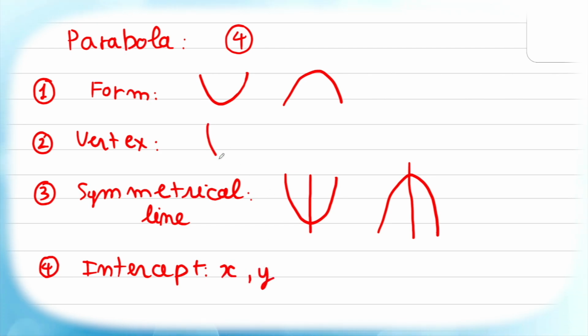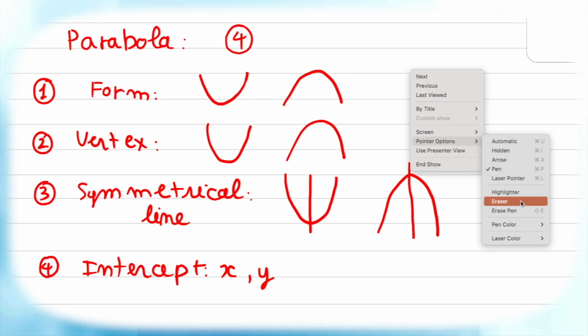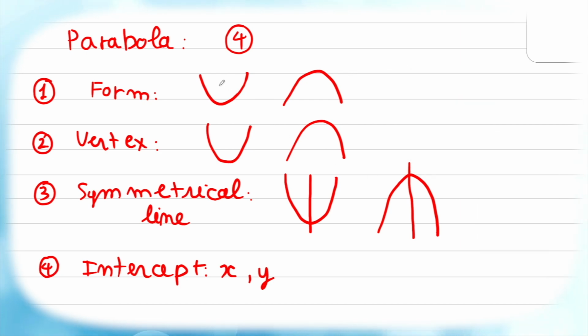We need to care about the x-intercept and y-intercept. So how can you determine these 4 things in the equation? Okay, let me make it again. The form we have here is a smile or a sad face. About the vertex, we have the minimum point or the mark point. The symmetrical line will be here, and then the x and y intercepts.